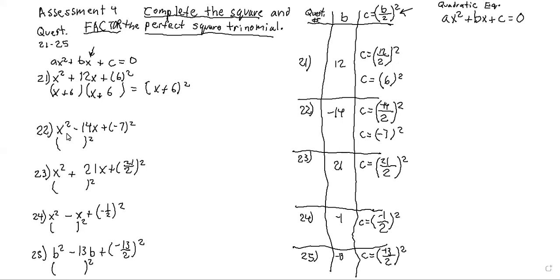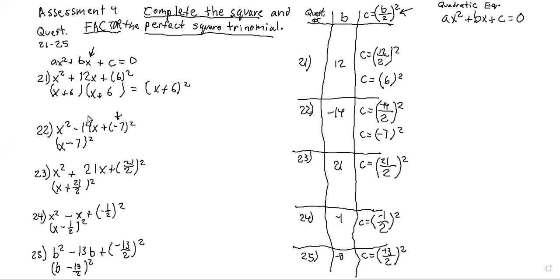So for 22, the variable is x. When we look inside the bracket here, we see that it's minus 7. Done. For 23, the variable is x. Look inside the bracket, we see we have a plus 21 over 2. Done. For 24, the variable is x. Look inside the bracket, we have a minus 1/2. Done. And finally, for 25, the variable is x, and we look inside the bracket, we have minus 13 over 2. Done. So we just factored all 5 of them, and this is the answer.